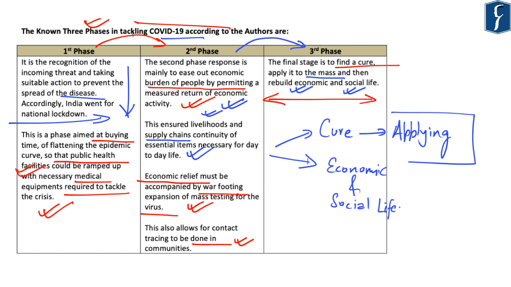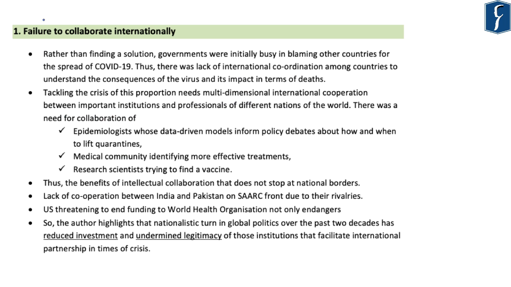So the author in this regard highlights that despite knowing these three phases, there have been failures on account of governments across the world. So in this regard, the author has highlighted three important aspects. Let us go through those three important aspects highlighted in this article. The first aspect is with respect to failure to collaborate internationally. So here the author says that rather than finding a solution, the governments across the world were busy initially in blaming other countries for the spread of this particular virus.